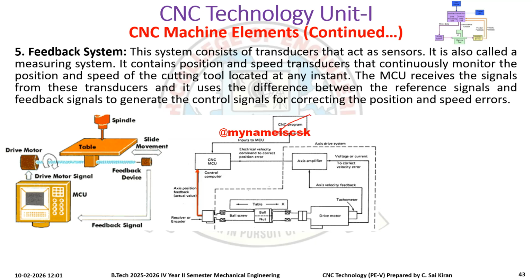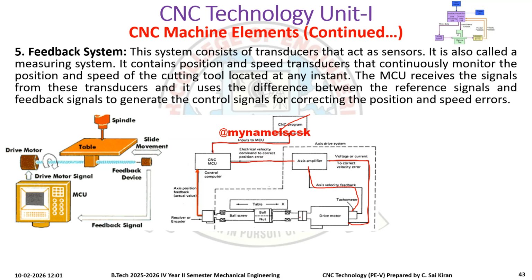So you have written a CNC program. This CNC program will go to the MCU, the CNC MCU. This CNC MCU will have axis amplifiers. This axis amplifier will do voltage or current control. It will send voltage to this drive motor, and here we have a tachometer to measure the speed or velocity. This tachometer will give the velocity feedback to this axis amplifier, so that it will again rectify and send again.